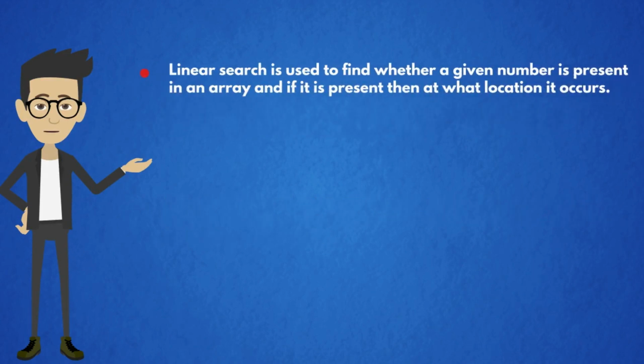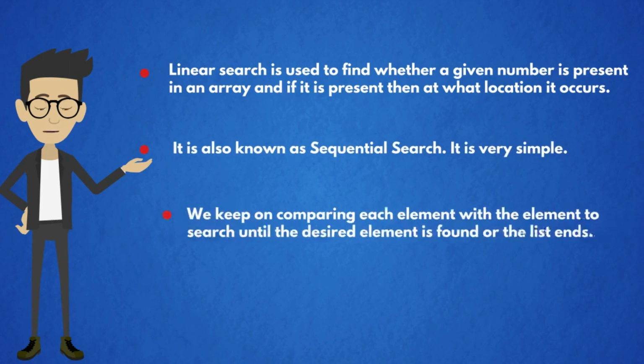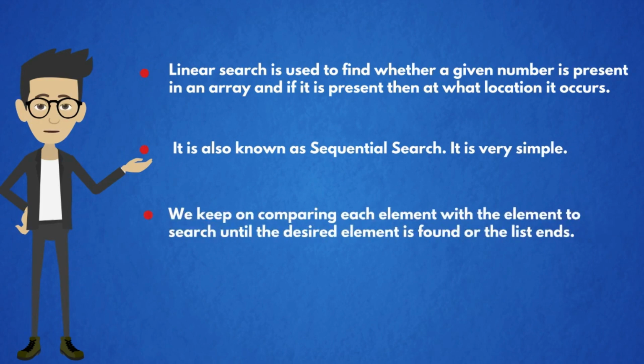Linear search is used to find whether a given number is present in an array, and if it is present, then at what location it occurs. So it is also known as sequential search. It is very simple. We keep on comparing each element with the element to search until the desired element is found or the list ends. This is how linear search takes place.